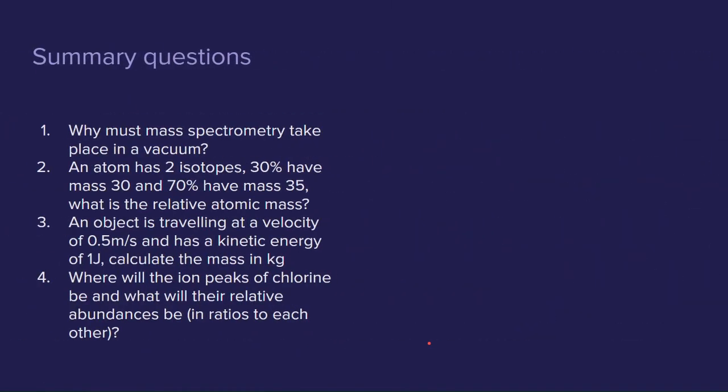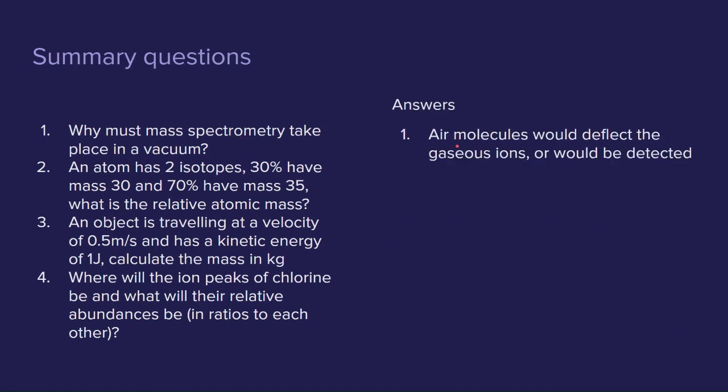That's that question done. Now onto the summary questions. 1. Why must mass spectrometry take place in a vacuum? Because the air molecules would deflect the gaseous ions, or they could be detected. And 2, an atom has 2 isotopes, 30% have a mass of 30, and 70% have a mass of 35. What's the relative atomic mass? Might as well calculate for that one. 0.3 times 30 plus 0.7 times 35 is 33.5.